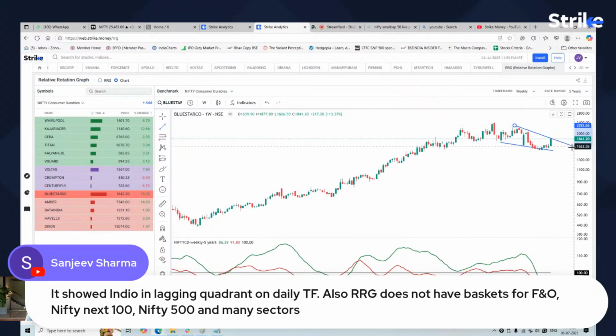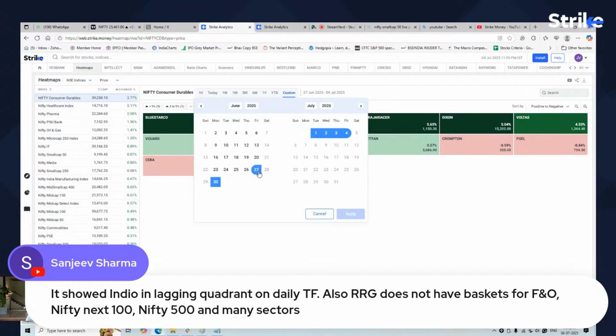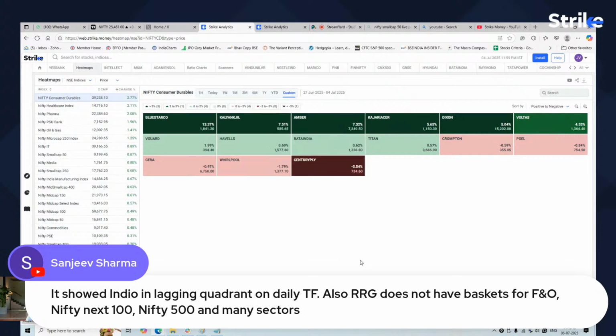Something like this has occurred. So yes, that's how it can be helpful for you to see it. Now, based on your question on heat map, this is how you can do it. Okay, go to custom, you select the dates you want to select, and whichever are at the top are your outperformers, whichever are at the bottom are your underperformers.